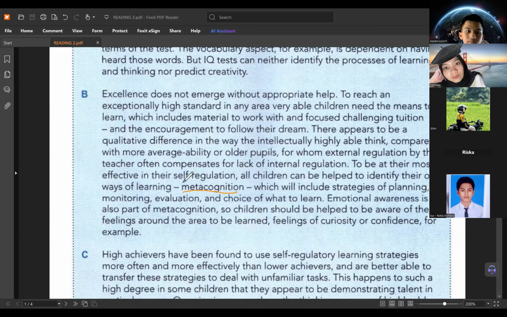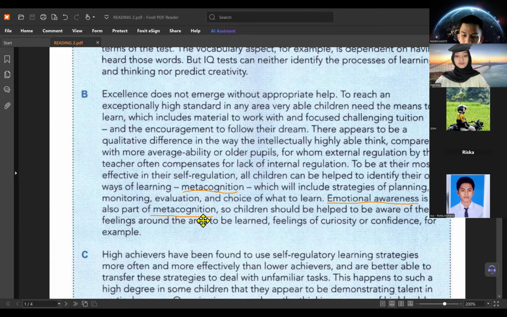To be at their most effective in this, all children can be in their own ways of learning, which will include strategy of planning. Emotional awareness is also part of metacognition. Emotional awareness, kesadaran emosi, juga bagian dari metakognisi. So that's the second part.